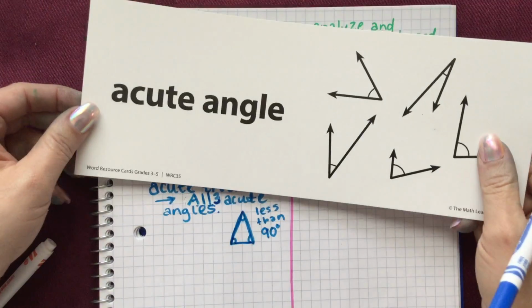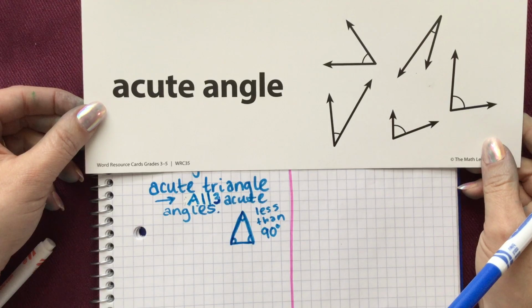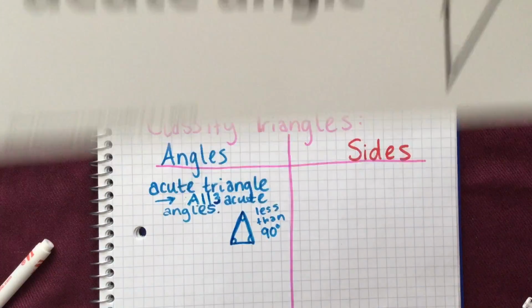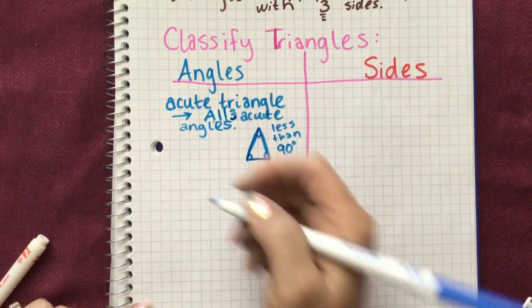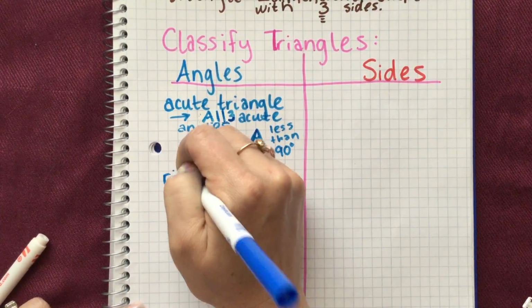So that's how you get an acute triangle. All three angles are less than 90 degrees. Let's talk about the next one, a right triangle.